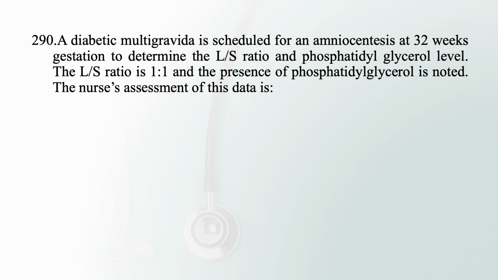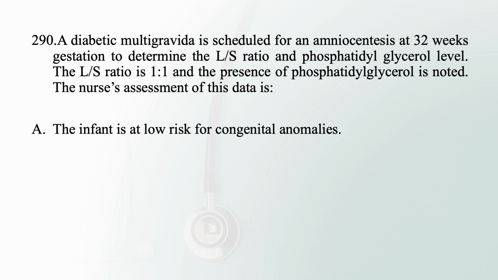Question number 290. A diabetic multigravida is scheduled for an amniocentesis at 32 weeks gestation to determine the L/S ratio and phosphatidylglycerol level. The L/S ratio is 1 and the presence of phosphatidylglycerol is noted. The nurse's assessment of this data is: Option A. The infant is at low risk for congenital anomalies.